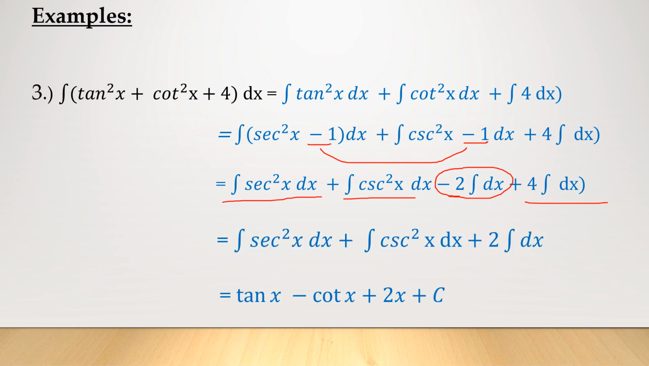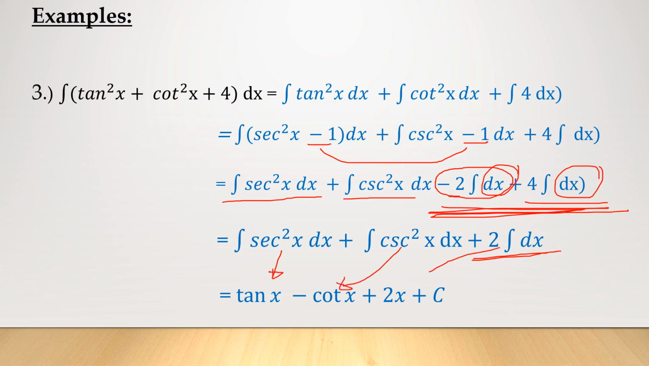These two, we simplified since they are both constants and what is inside their integral sign is the same dx. So we can add them: negative 2 plus 4 is positive 2. So we simplified, and after that we can get the equivalent integrals. So these are their equivalents. And don't forget the plus c.